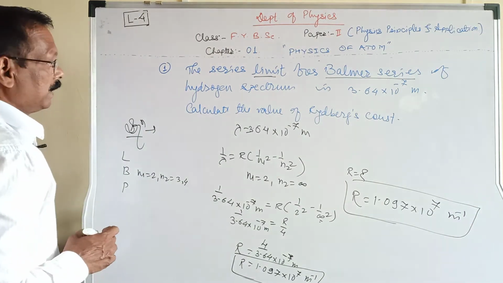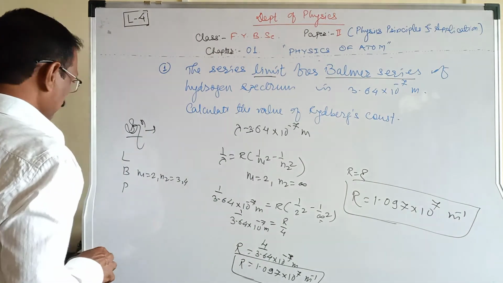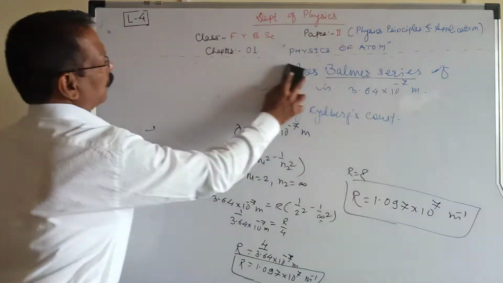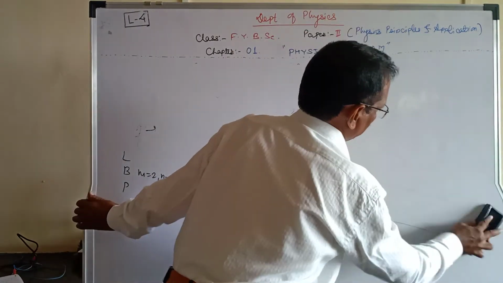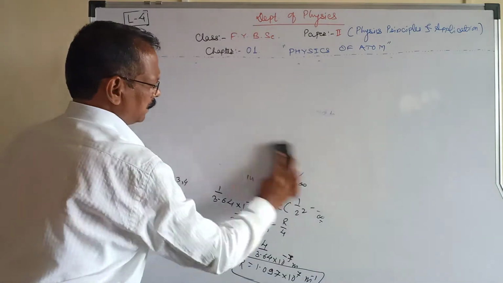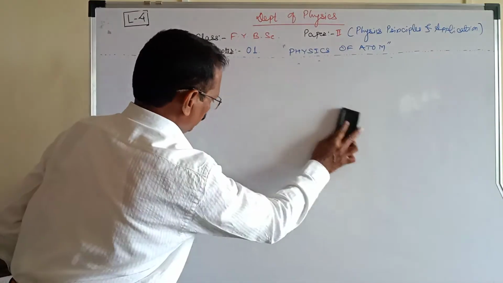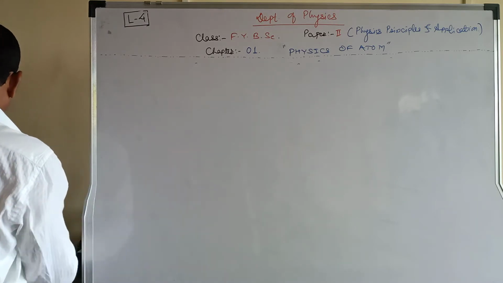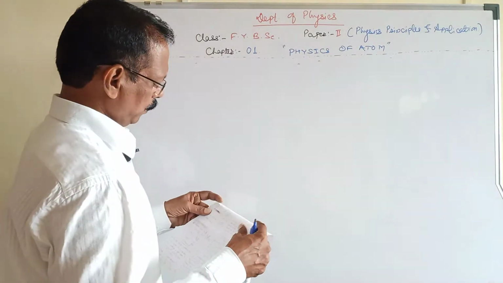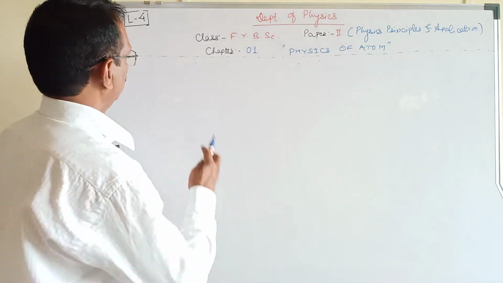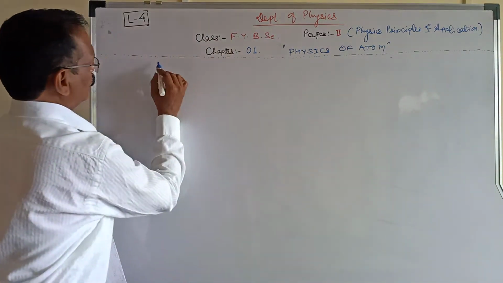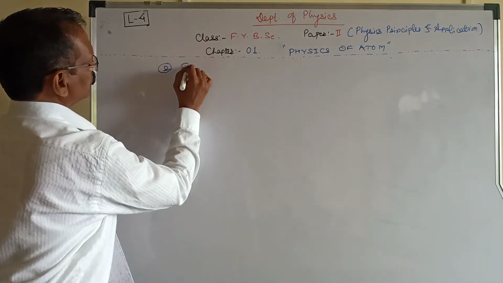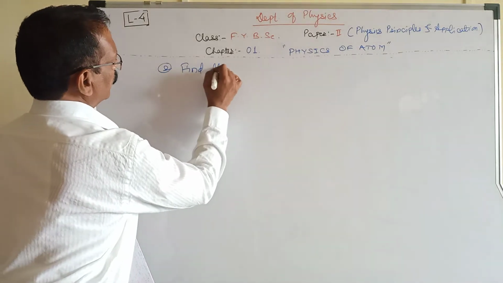So then we have to solve the second example here. So this is the first example. I am going to write the second example in detail here. Then you can write that example down and try to solve it here. So example 2 is: find the wave number.